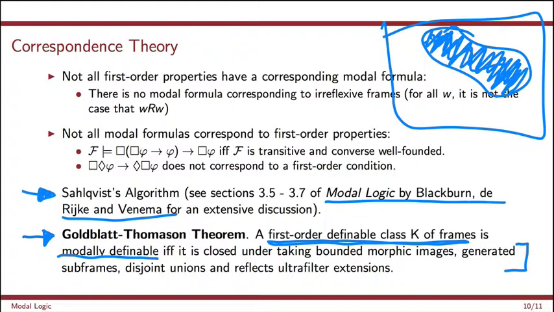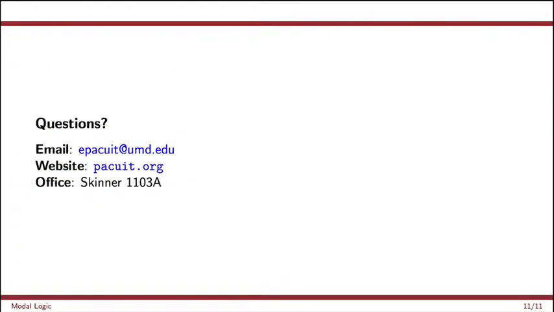Goldblatt-Thomason tells you exactly which first order definable classes of frames are in fact modally definable, so we can characterize that class precisely. And Sahlqvist's theorem gives you an algorithm that will automatically generate the first order correspondent to particular modal formulas. Okay, so that's just a very brief introduction to correspondence theory. As I mentioned at the end, there's a lot more to it, and I encourage you to look at some of the books on modal logic that I've referred to.